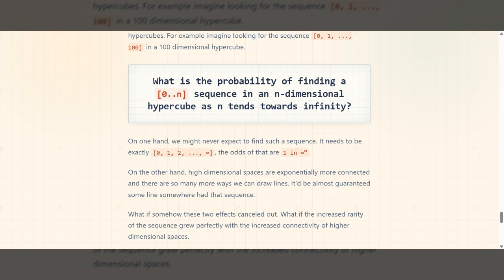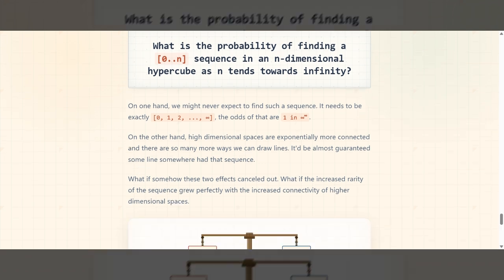We might never expect to find such a sequence. It needs to be exactly 0, 1, 2, and so on to infinity. The odds of that are 1 in infinity to the power of infinity. On the other hand, high-dimensional spaces are exponentially more connected, and there are so many more ways to draw lines. It will be almost guaranteed some line has that sequence. Let's see how these two effects cancel out, if the increased difficulty of the sequence grew perfectly with the increased connectivity of higher dimensional spaces.